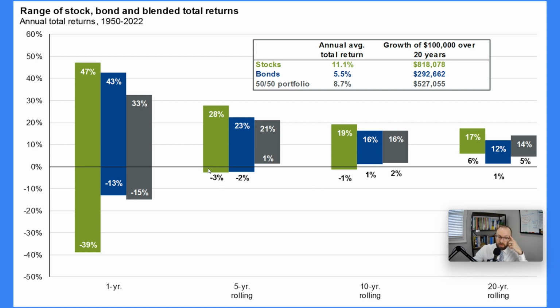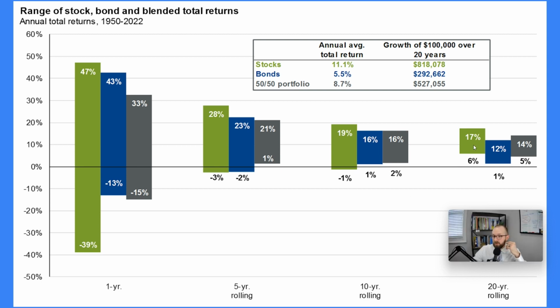The worst 5-year period has been down 3% for stocks. Best has been up 28%. Worst for fixed income, so bonds, has been down 2%. And for a 50-50 portfolio in that time period, we have not had a rolling 5 years with negative returns. We go to rolling 10 years. You have seen negative returns in equities at a point in time. We've never had it in bonds. Our worst return for 50-50s is 2%.